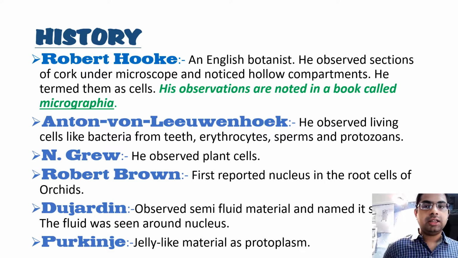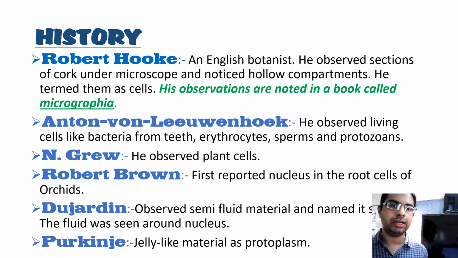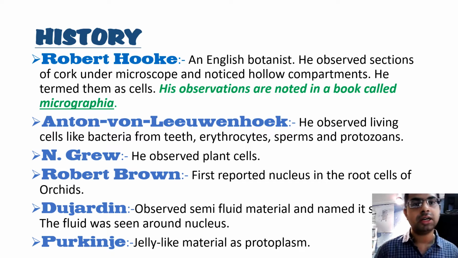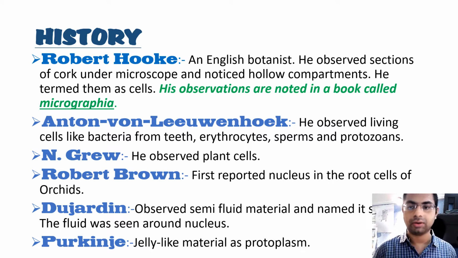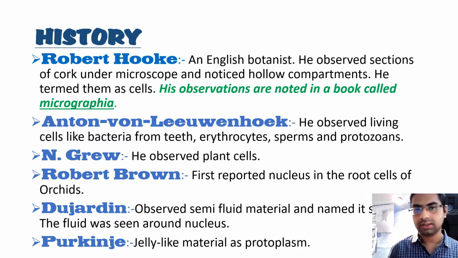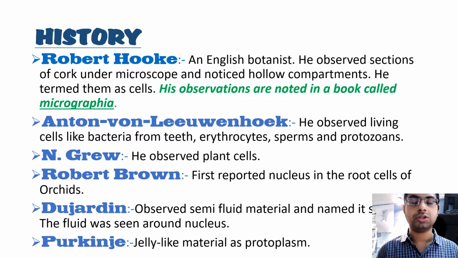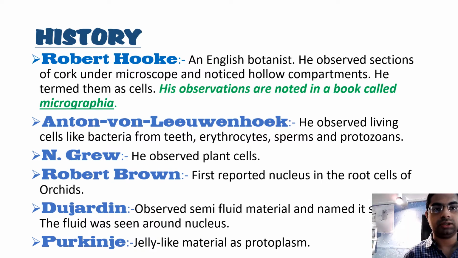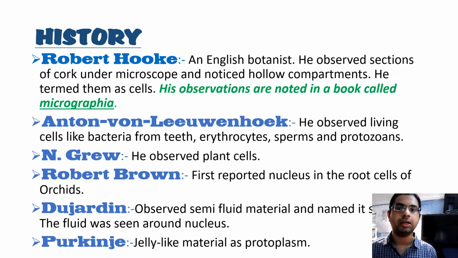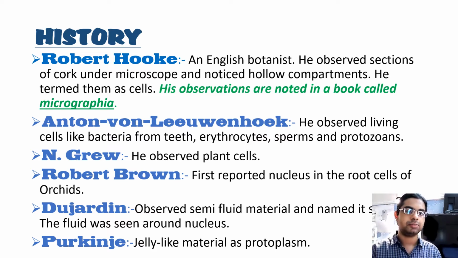Before going to the cell theory, it is important to read the history. Sir Robert Hooke, an English botanist, observed sections of cork under a microscope and noticed hollow compartments, hollow spaces. He termed them cells. His observations are noted in a prestigious book called Micrographia. This is important: under the microscope, he observed cork and found some hollow compartments, which were termed cells by Robert Hooke.